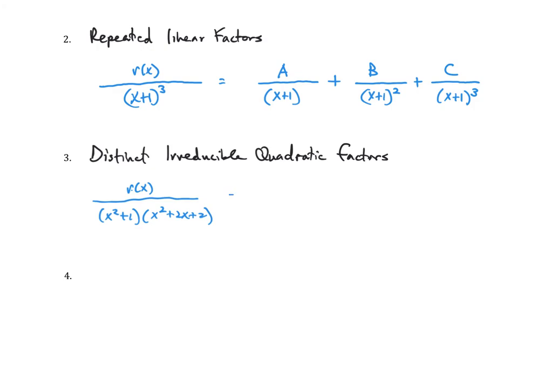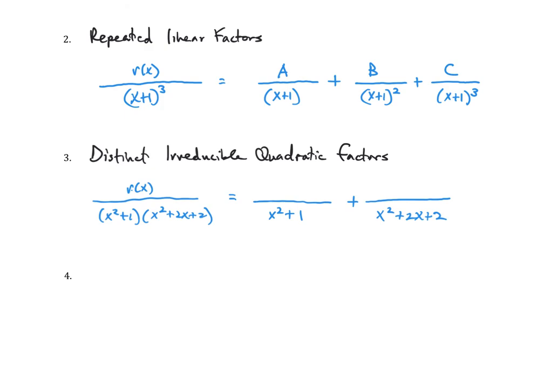How is this going to decompose? Well, because we have 2 distinct factors, we're going to have 2 fractions. So this rational function is going to decompose into 2 fractions. The denominator of the first one is going to be x squared plus 1. And the denominator of the second one is going to be x squared plus 2x plus 2, like that.